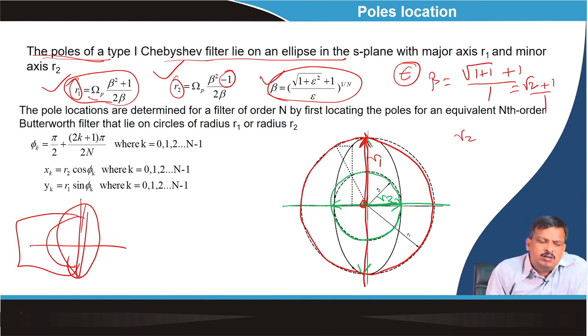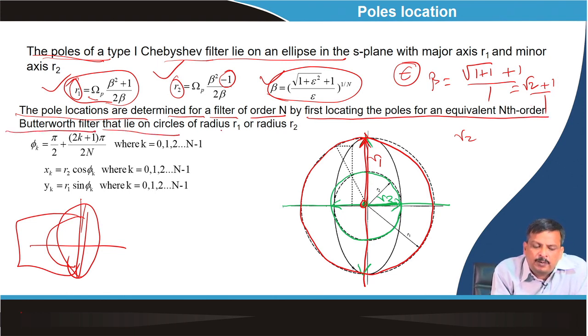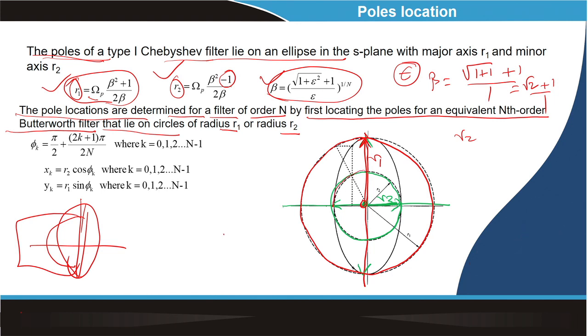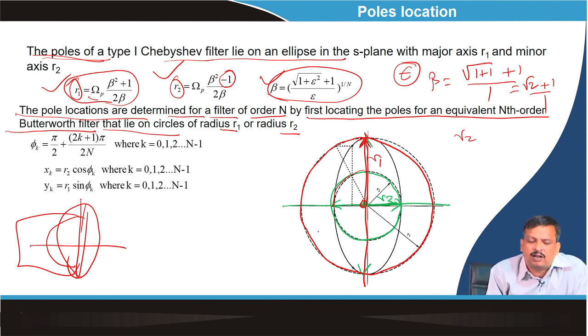Then where is the pole? The pole locations are determined for a filter of order n by first locating the poles on the equivalent nth order Butterworth filter that lie on circles of radius R1 and R2. So, first I use the Butterworth process to find the location. The location will be on the circles of radius R1 and R2.